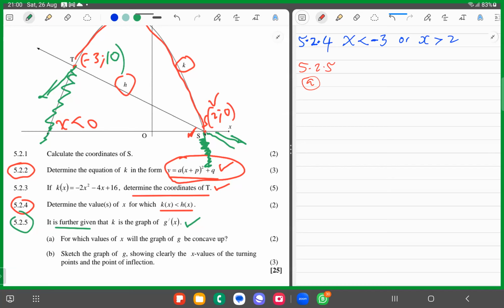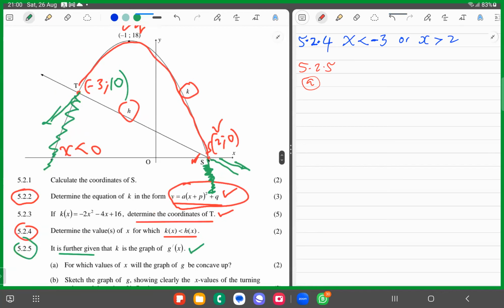Okay, so let's analyze this one together. We are told that it is given that k is the graph of G primed. So in other words, we are told that k of x is G primed of x. But they're just interested in us saying, for which values of x will the graph of G be concave up?